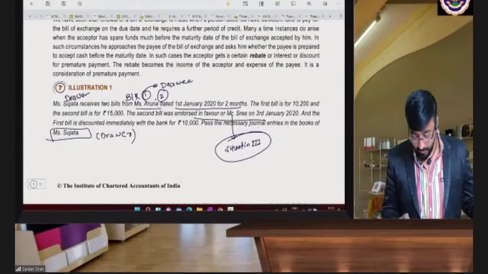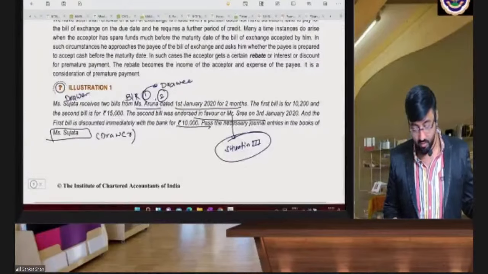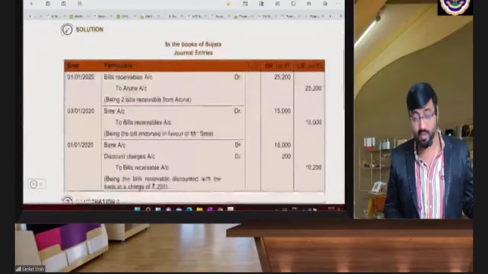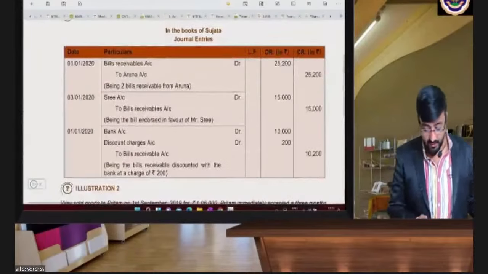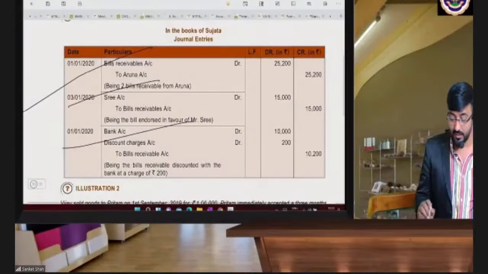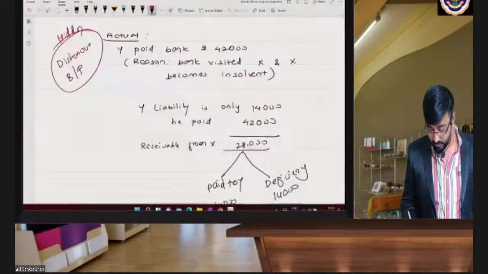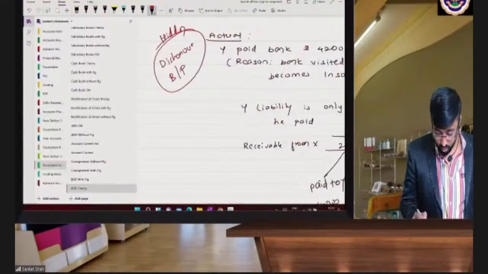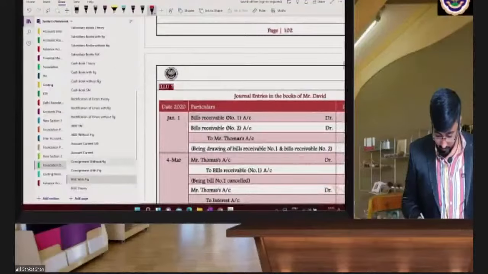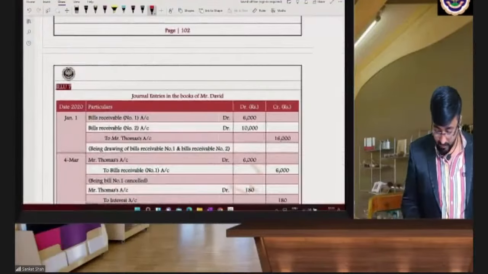And the first bill is discounted with the bank for rupees 10,000. So bank account debit, discount account debit to bills receivable. All entries are very simple for this. You can check here in my solution, I have passed these entries.